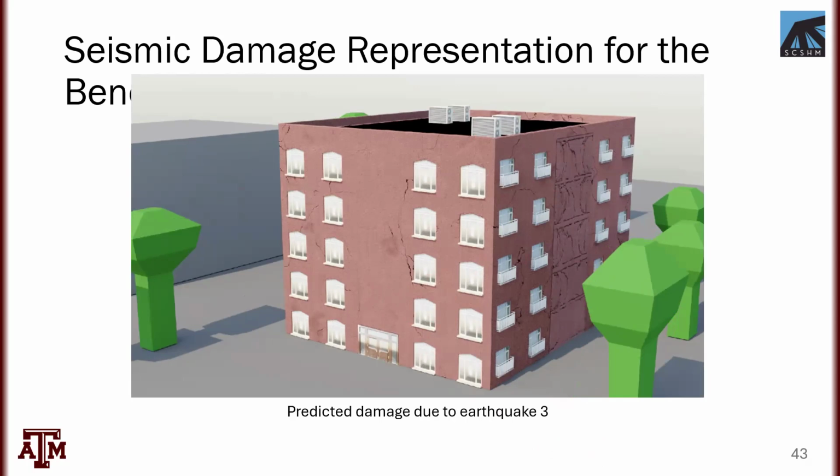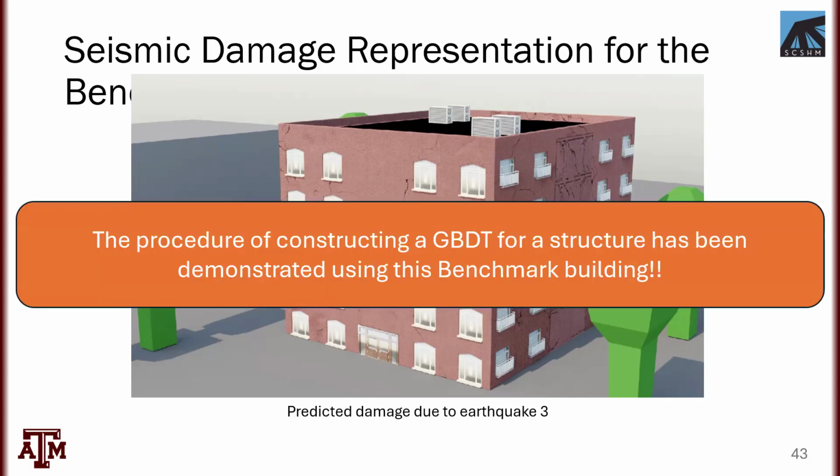So again, anytime we are dealing with a situation where you are lacking data sets, digital twins can be used for augmenting your existing data sets, right? And this is exactly one of the ways. So this procedure was constructed just to demonstrate the graphics-based digital twin and its capabilities.